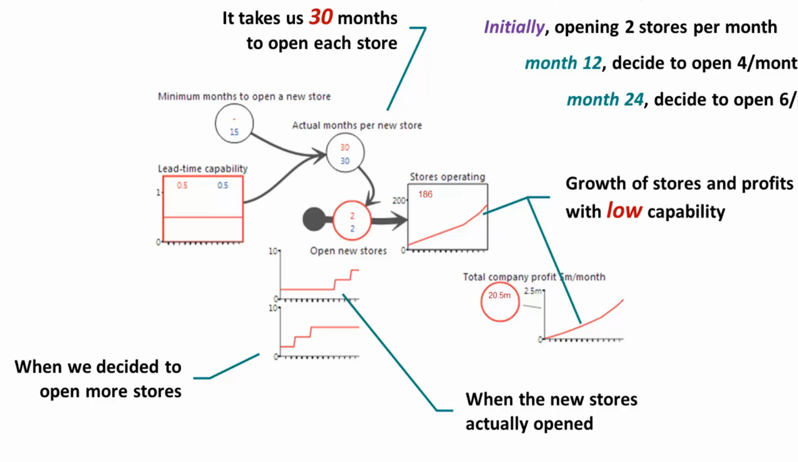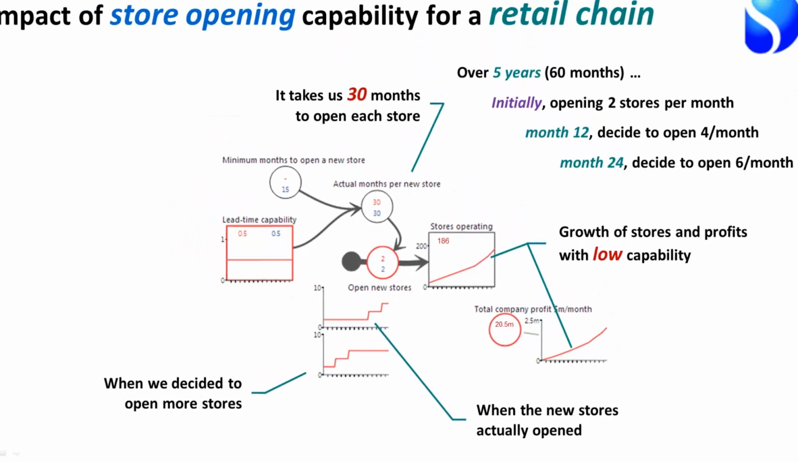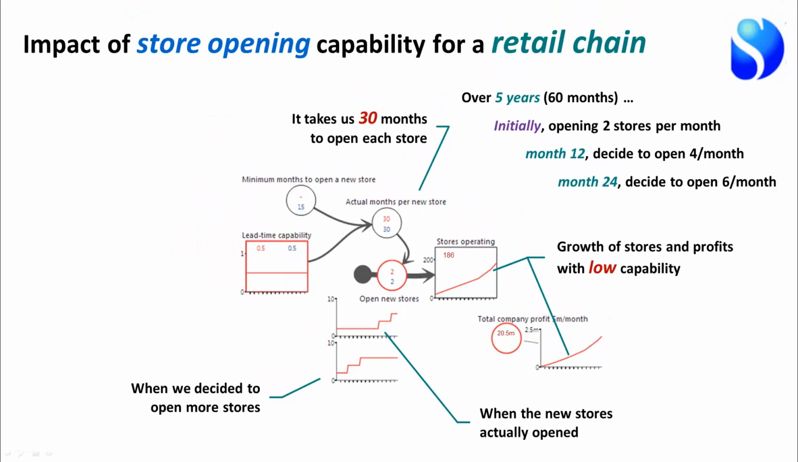But this is actually really rather a low capability, because when we look around, we work out that we should be able, if everything worked out perfectly, and we're absolutely brilliant at this, to get each store open in 15 months, not 30.